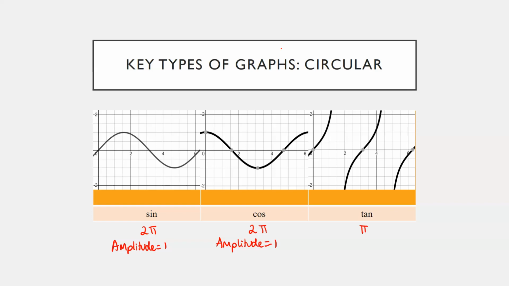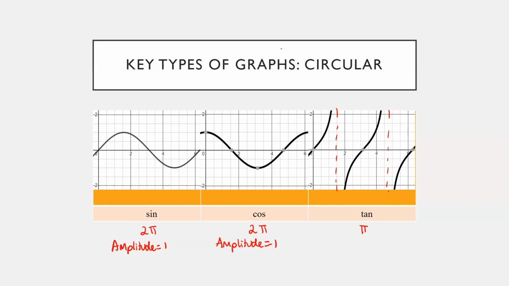For a tan graph, it doesn't make sense to talk about an amplitude. However, the tan graph does have something that the sine and the cos graph don't have, and that is the asymptotes. These should be indicated and labelled.